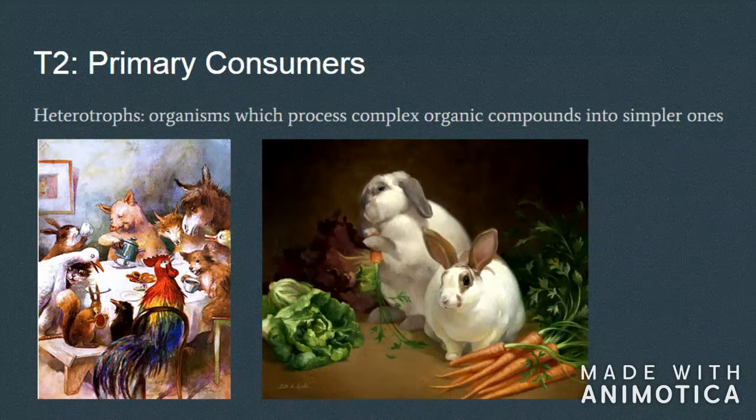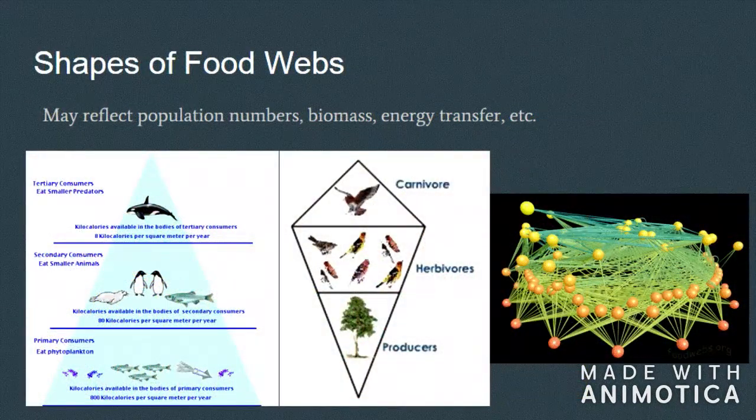After primary producers, we have primary consumers or heterotrophs, which consume the autotrophs themselves, breaking down complex organic compounds into simpler ones. These interactions within ecosystems result in food webs, which may reflect population numbers, biomass at each level, or energy transfer.